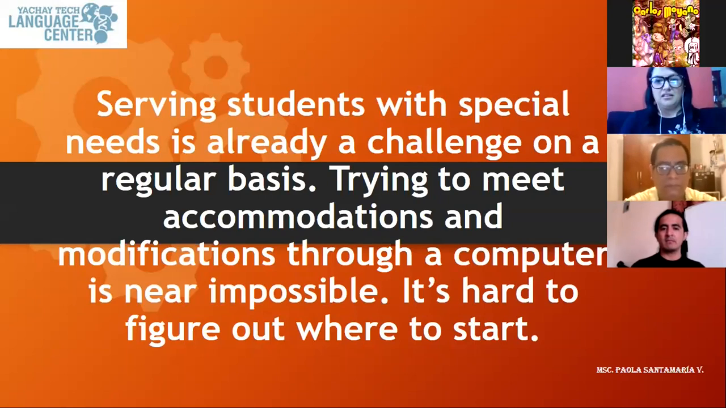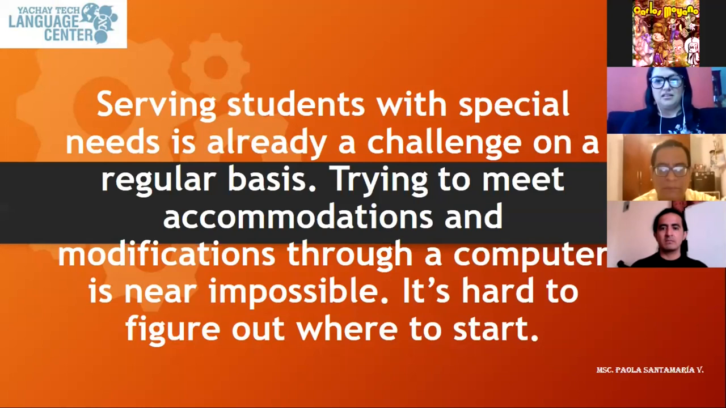Let's try to imagine now how challenging it is becoming for teachers starting to teach, especially in the Highlands, where they will start in 2 weeks, having these students within the same groups, but now online. So trying to meet these accommodations and modifications through a computer, depending on the need that these students may have, is going to be really hard. I know that it sounds impossible, because it's really hard when we are within the classroom. So now we need to figure out how to do it and where to start during the pandemic, having them through a computer.